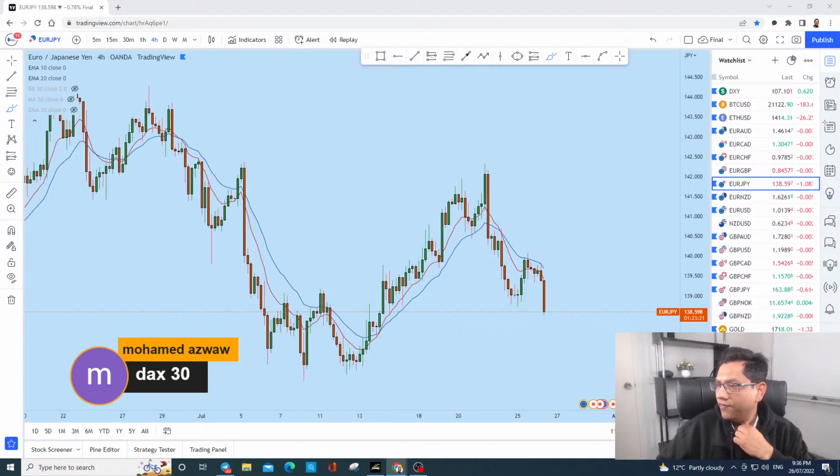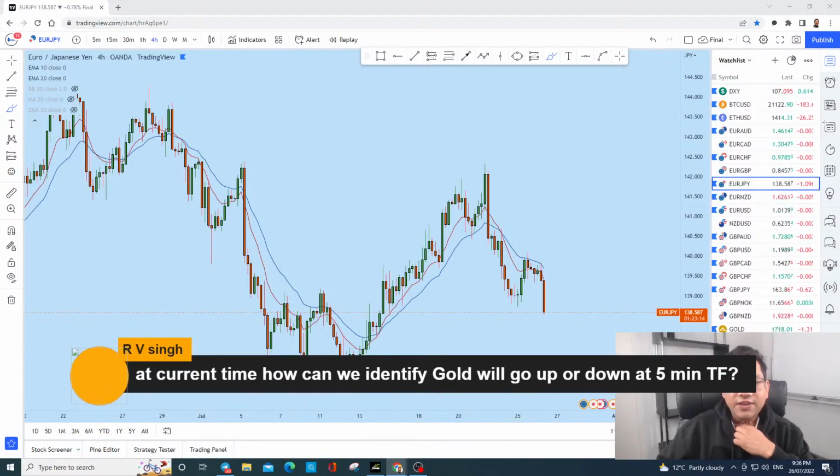How can you identify gold will go up or down at 5 minutes time frame? So to identify gold in 5 minutes time frame, you need to see, such as on the 4-hour or daily, which way the market is moving. Always keep in mind that multi-time frame is key factors for your trading.